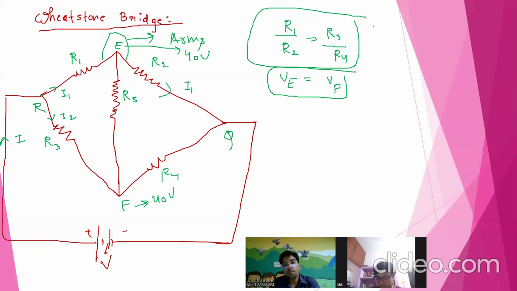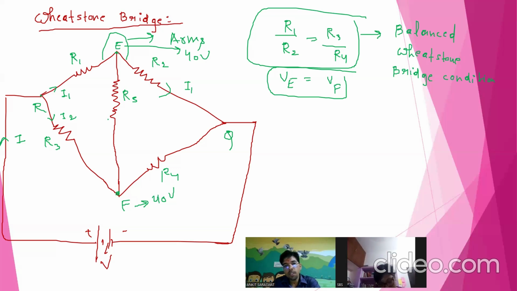Current I1 will go like this. Why? Because this is a balanced Wheatstone bridge condition. Clear? Now, if R1 by R2 is equal to R3 by R4, then the potential at E is equal to the potential at F. If the potential is the same at F and E, will you see any current here? No. Why? In order to flow a current, what is the basic need? Potential difference. If there is no potential difference, there is no flow of current. Clear?